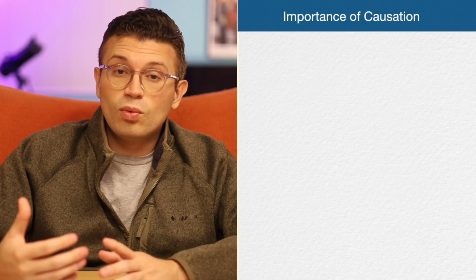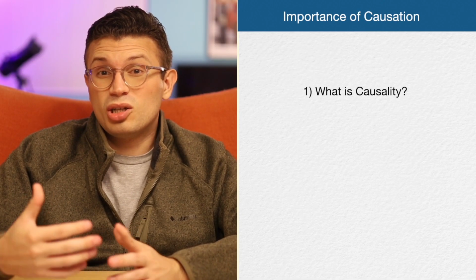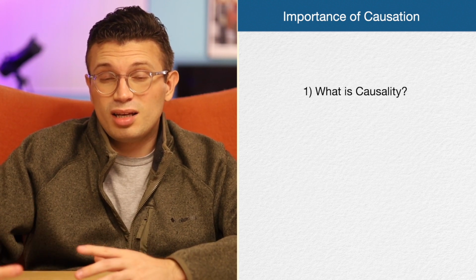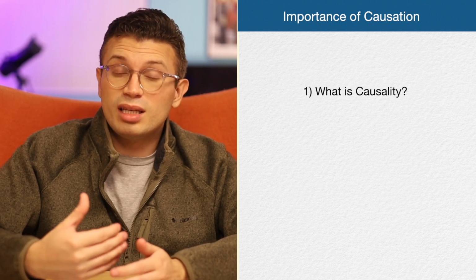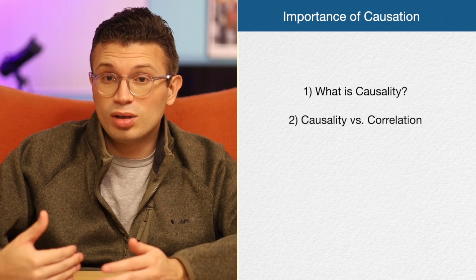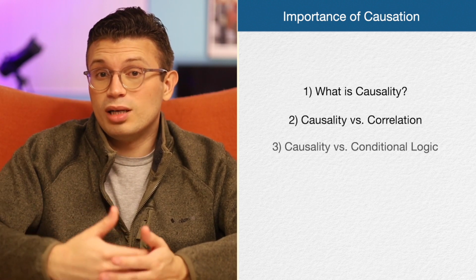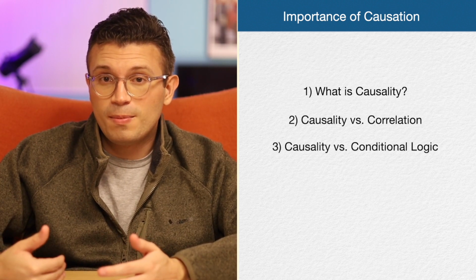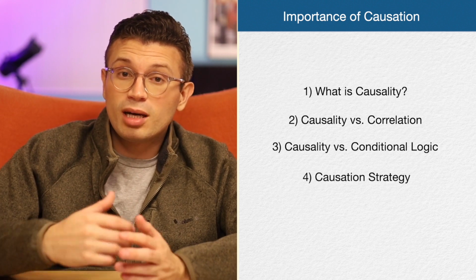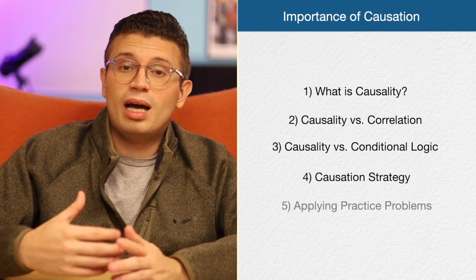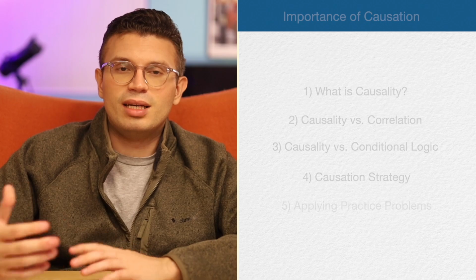So in this lesson, what we're going to be doing is taking a look at what causality is and defining causality. From there, we're going to take a look at the difference between causality and correlation, and then the difference between causality and conditional logic. Okay, and then we're going to wrap up by coming up with a causation strategy and applying it in some practice problems. Let's get into it.